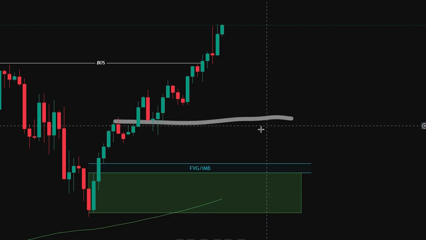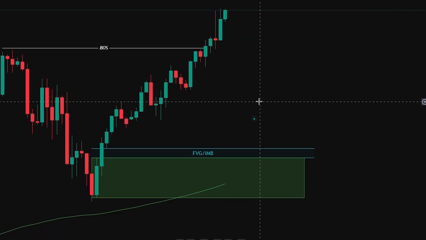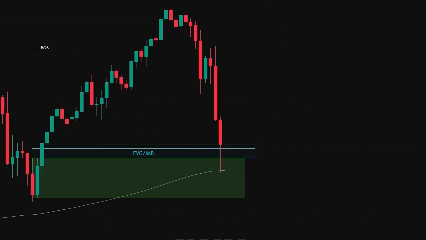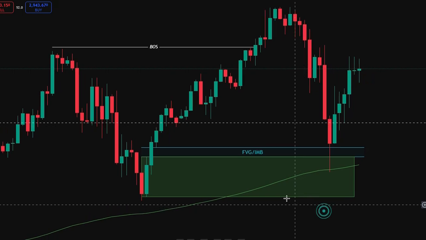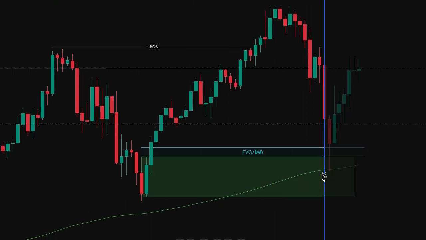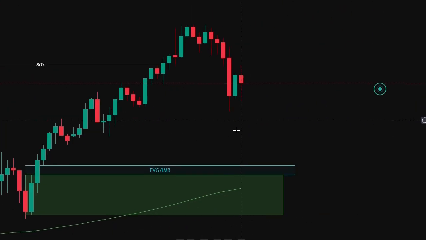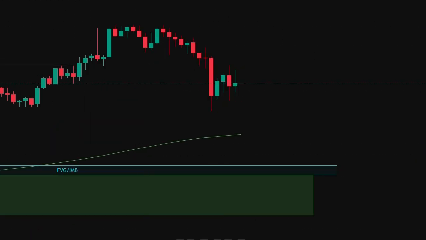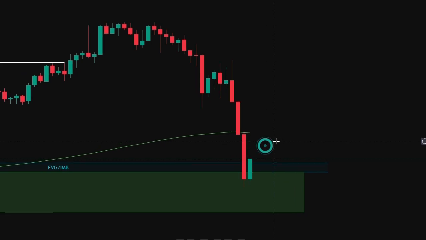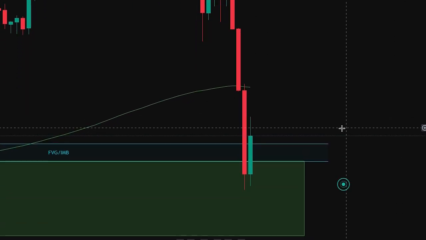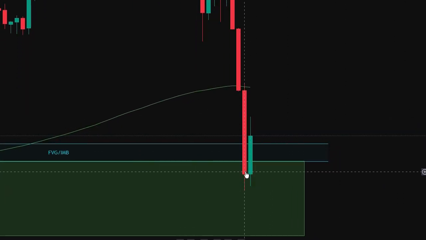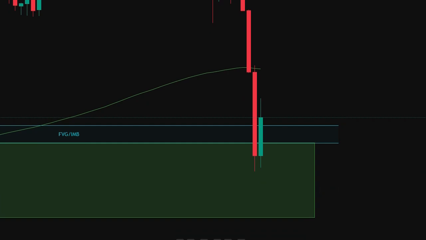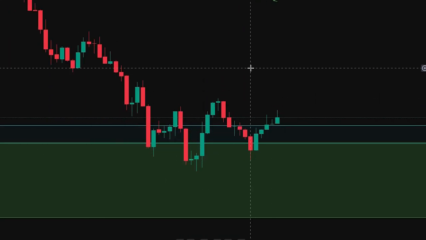So let's see where it's gone. Let me remove this drawing. So let's play it out, and you can see, okay, it's already shifted there. So let me go back and play it one by one. So let's play it one by one, and you can see it actually did not react here, it directly tapped into this zone. So now I'm shifting to the 1 minute time frame to make a confirmation.